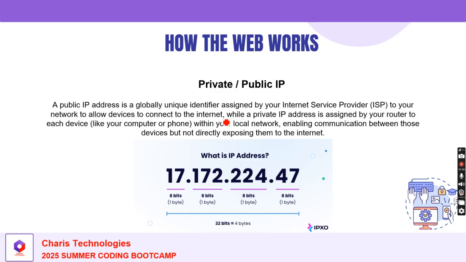And we also have a private one. Now a private IP address is just assigned by your router. Let's say you connect your device to a Wi-Fi network. Your router will assign IP addresses to each of the devices connected to the network. Now there's a way you can check your IP address, especially your private IP address. That's your computer's IP address.